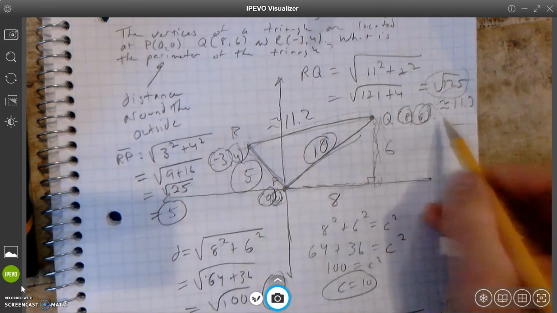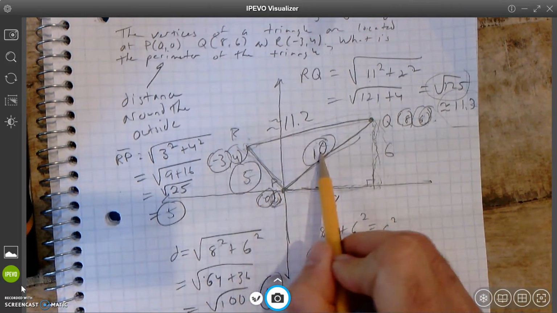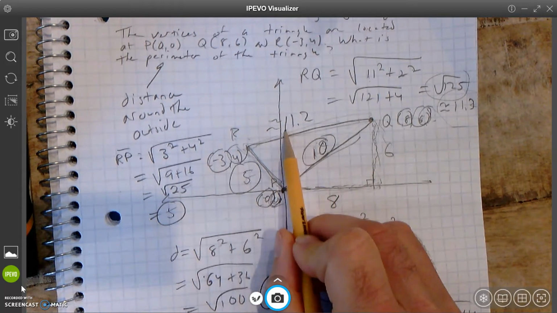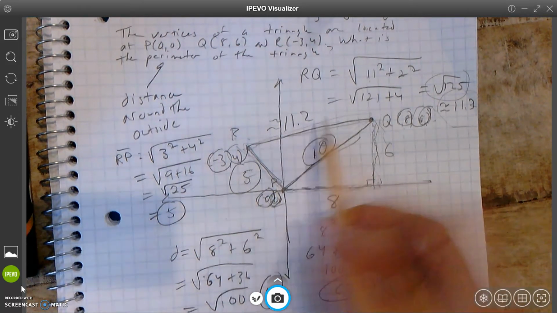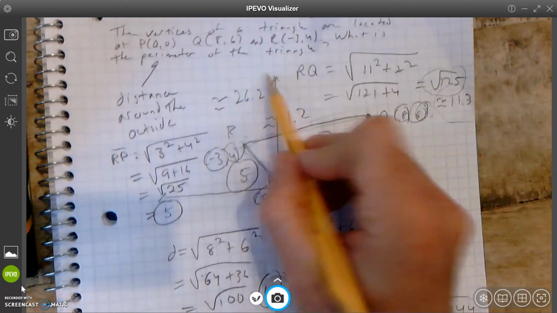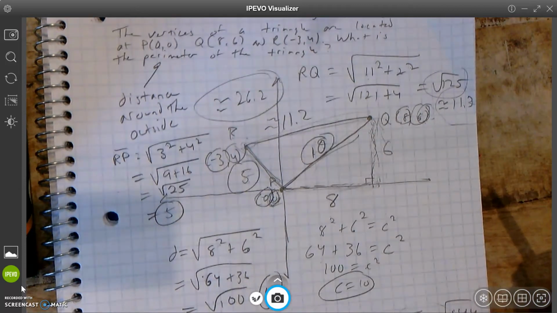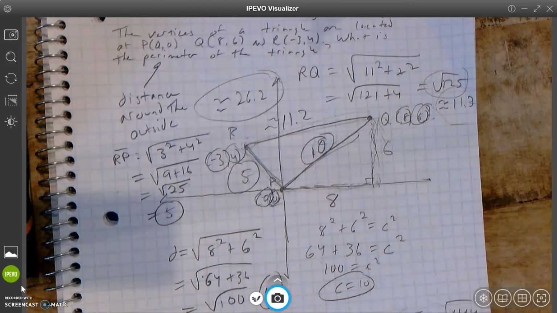Let's do 11.2. So 10 plus 5 is 15, plus 11.2, which is going to be 26.2. So about 26.2. If you had 26.3 or something like that, those are all correct. So that's the entire perimeter. Cool. All right, now your turn.